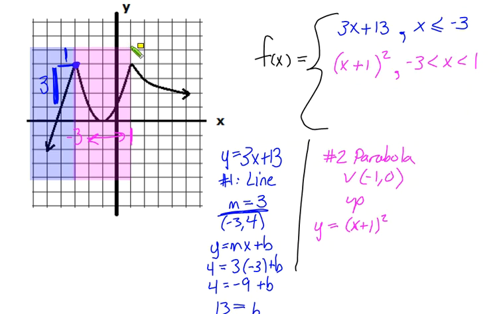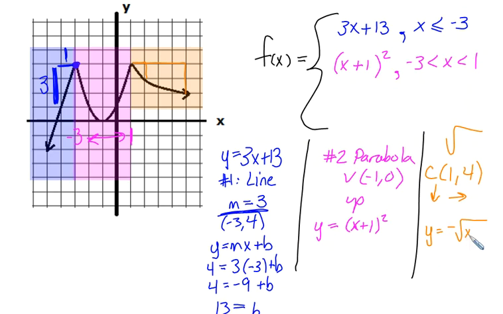And now, the final piece of this function has been highlighted. It's a square root. The square root function has its starting point at 1, 4. That square root is going down and to the right. There's no multiple. It goes over 1, down 1, over 4, down 2. Square root of 1 is 1, square root of 4 is 2. So this square root will be y equals negative, because going downward, square root of x minus 1 plus 4.